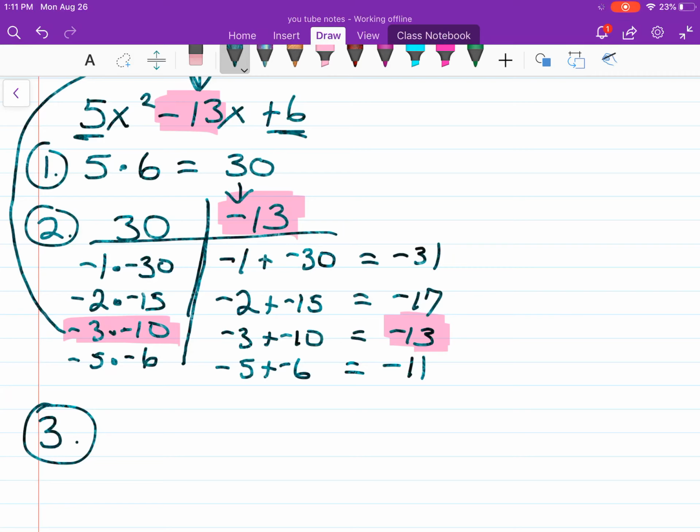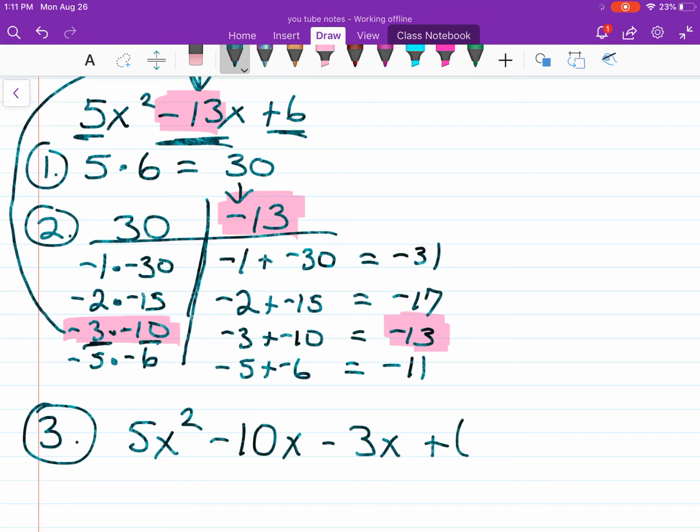All right, so step 3 is going to be to rewrite the problem using the two factors that you just found right here and put them back to replace that 13. Now this is where you have to remember to put your x's, or whatever variable you're working with, back in there, because it's a lot of work up in step 2 to have all those x's. So remember to put those back in.